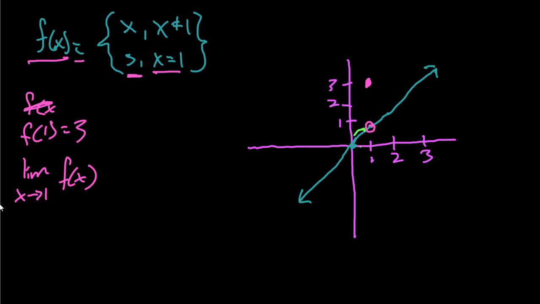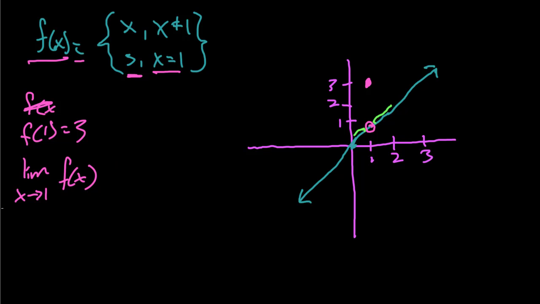If we plug in x equals 0.8, then f of x equals 0.8. If we do x is 0.9, then f of x is 0.9. If we do 0.99999, f of x is 0.99999. So we're getting closer and closer to 1 as x approaches 1. And the same is true from the right side. When x is 2, f of x equals 2. When x is 1.25, f of x is 1.25. When x is 1.000001, f of x is 1.000001. So we're getting closer and closer to 1 from both sides.